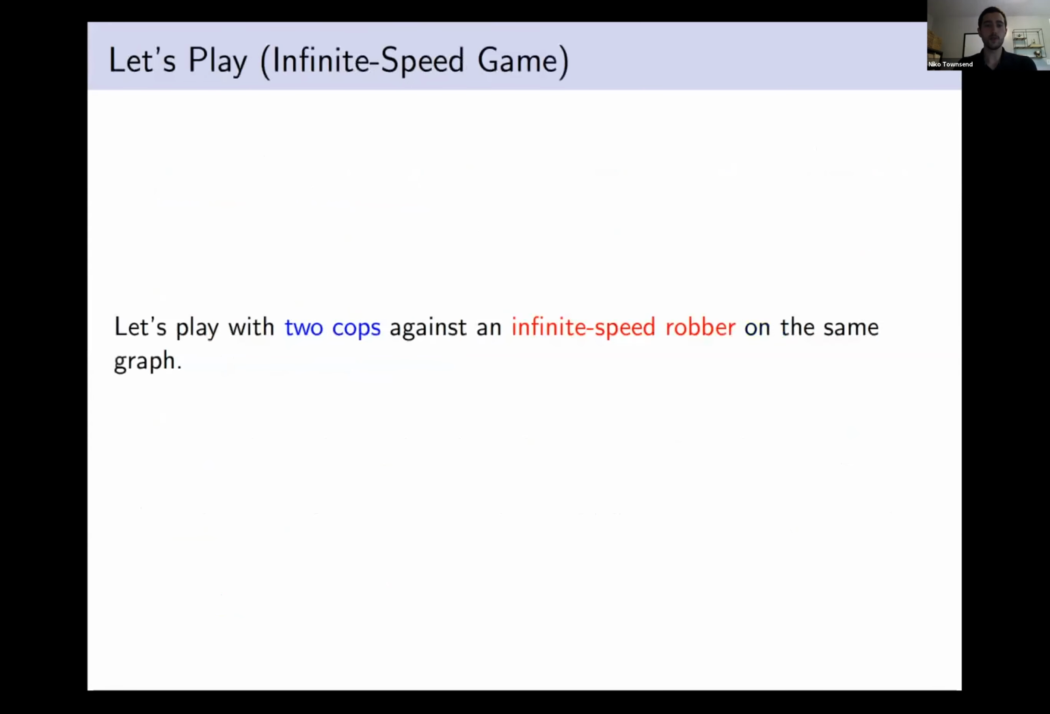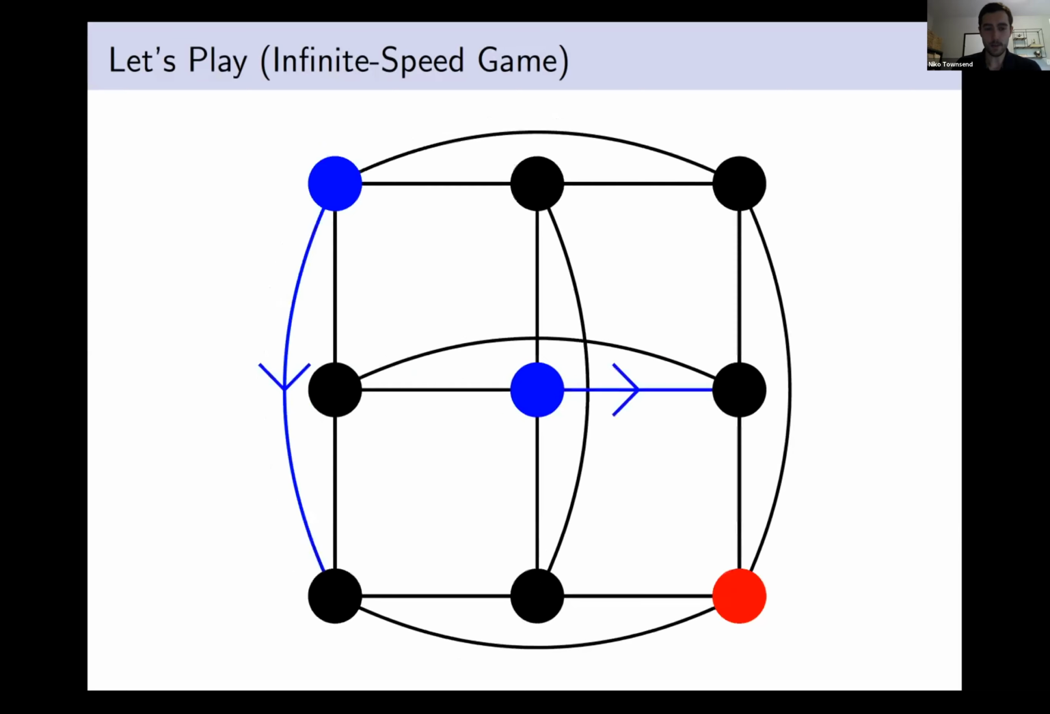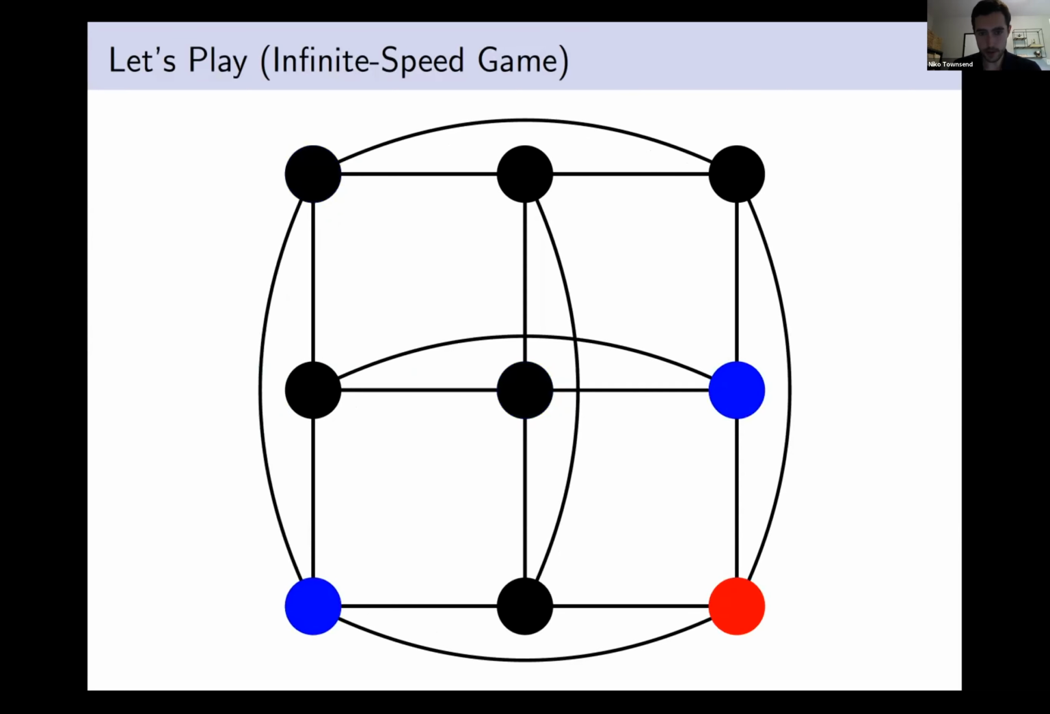Let's play on the same graph, with two cops against an infinite speed robber this time, and see if anything changes. Maybe the cops place themselves down the same way, so does the robber, and they move along the same edges. Now it's the robber's turn, and he wants to find a vertex that's away from the cops, so he'll be safe on the next turn. You'll find that this green vertex here fits that bill. It's not adjacent to any cops, and there are no blocking cops on the path, so he can use this path to jump up there and be safe for the next turn.